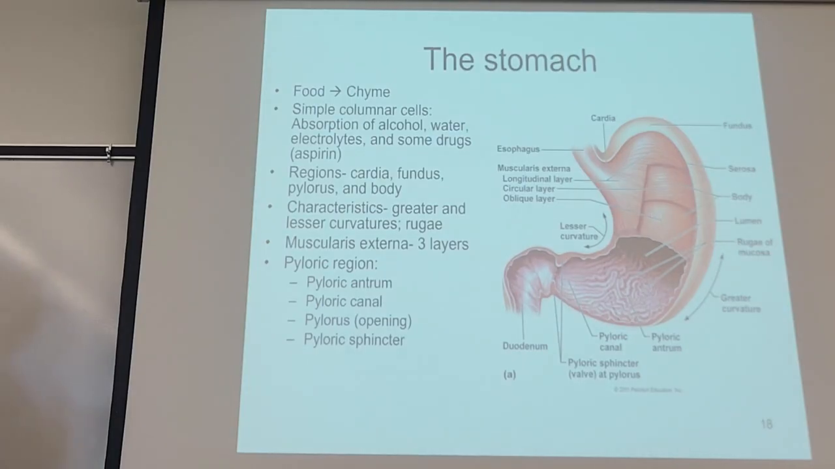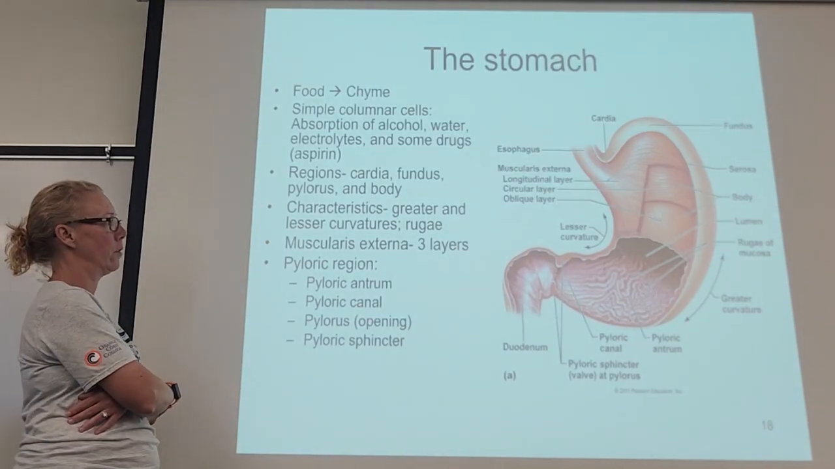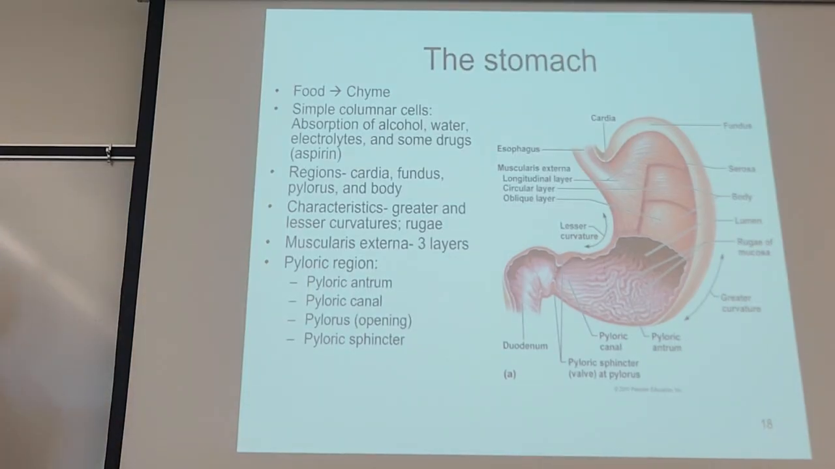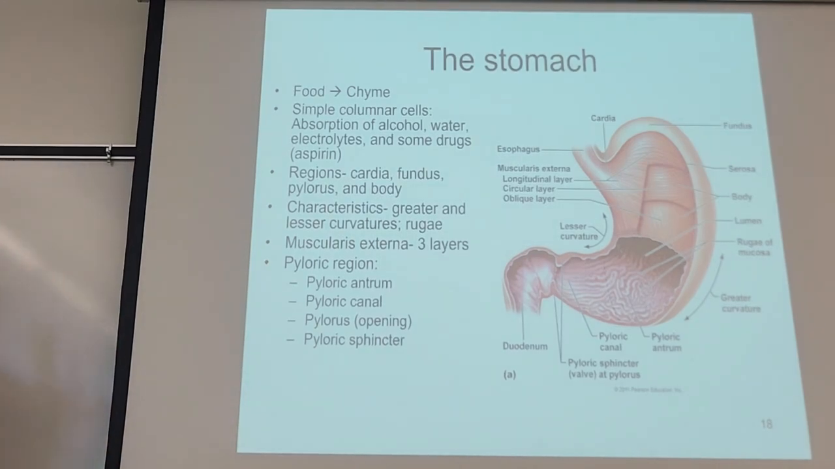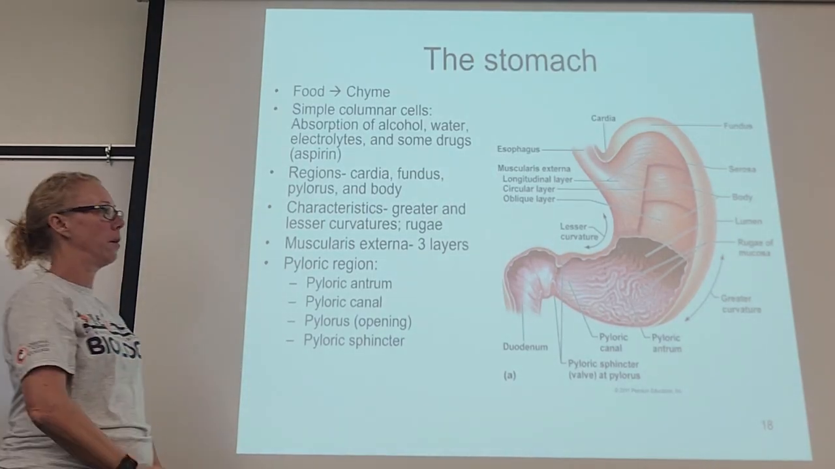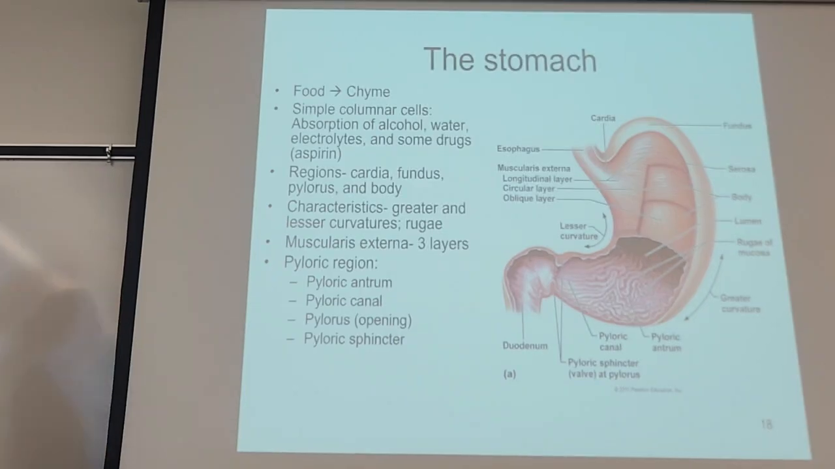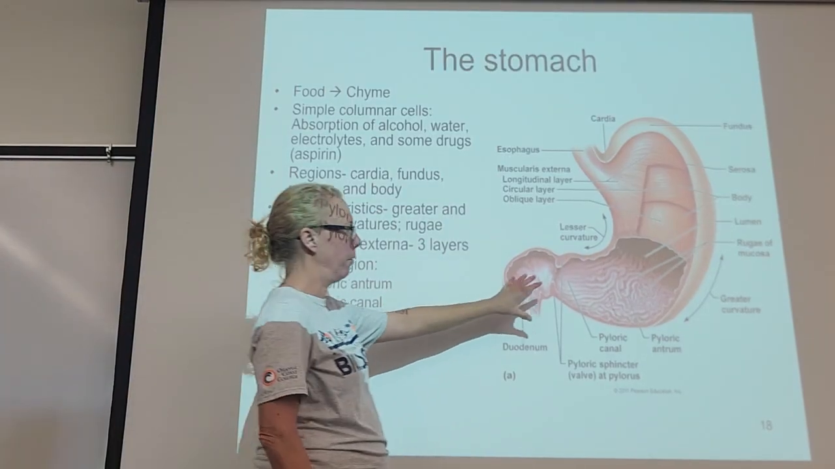Okay. We already know the regions of the stomach from lab. We know the characteristics, the curvatures. We know uniquely, the stomach has 3 muscular layers. So it has a circular layer and a longitudinal layer, but it has a third, deeper layer called the oblique layer, right? And that allows for churning in multiple different directions, okay? Get the product covered with stomach acid, mucus, all right?